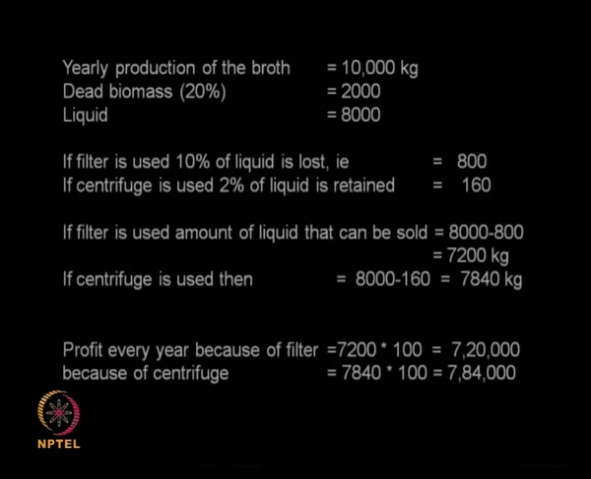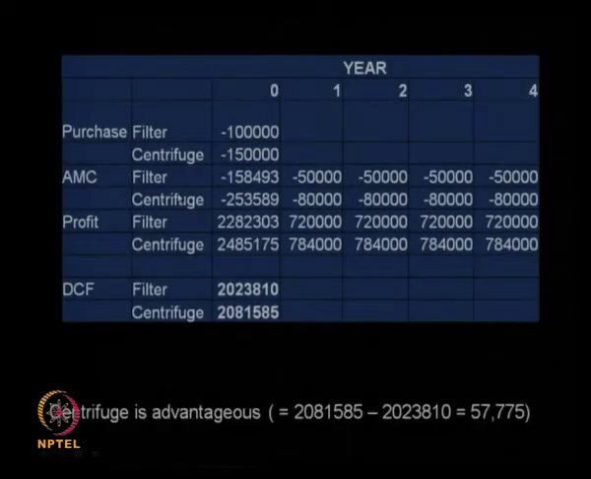Centrifuge of course is very advantageous because it retains less liquid, whereas a filter will retain more liquid. So if liquid is your desired product, then if you use a filter you lose 800 kg of the liquid, and if you use a centrifuge you lose 160 kg. So profit every year because of the filter will be 7.2 lakhs, and because of the centrifuge 7.84 lakhs, because you get more liquid with a centrifuge, so you make more profit because liquid is your final product. I showed you the same table last class.